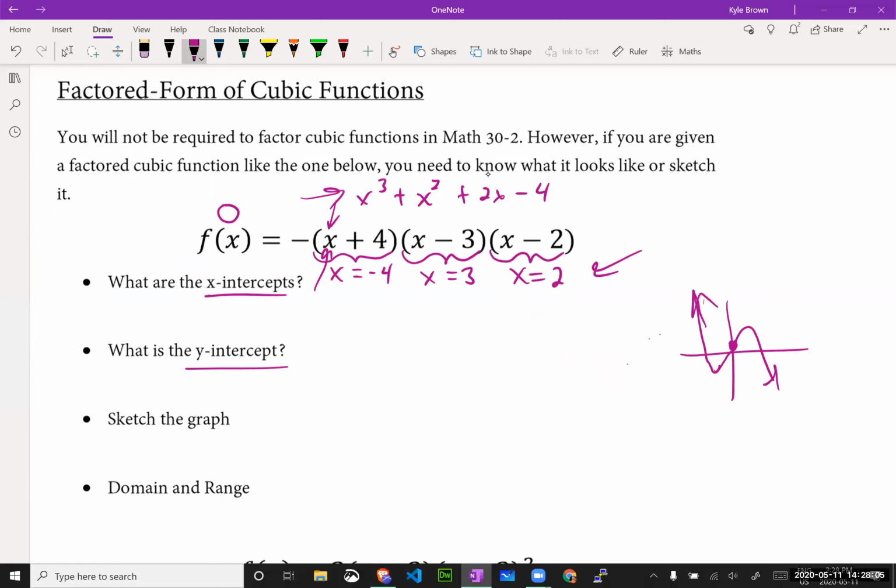So let's write the function out. So I'll say f of x, or I'll just say y, is equal to negative. And then, like I said, instead of an x, I'm going to throw a 0 in. So that'll be 0 plus 4, and then times 0 minus 3, and then 0 minus 2. Okay, and then writing it out again, we get y is equal to negative, and then that's really just 4, right? 0 plus 4 is 4, and then times negative 3, and then times negative 2.